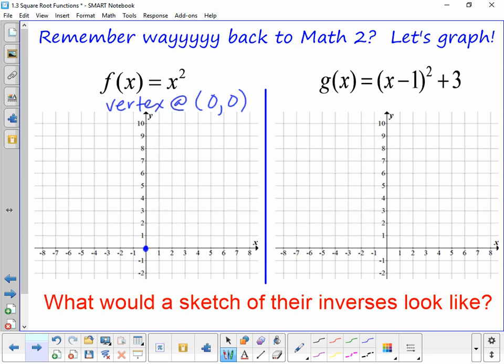And then last year in Math 2, your teachers taught you the pattern 1, 3, 5 to graph these parabolas. So from that vertex, you go up 1 over 1, up 3 over 1, up 1, 2, 3, 4, 5 over 1. And then, of course, the other half of the parabola looks exactly the same. And it has this U shape.